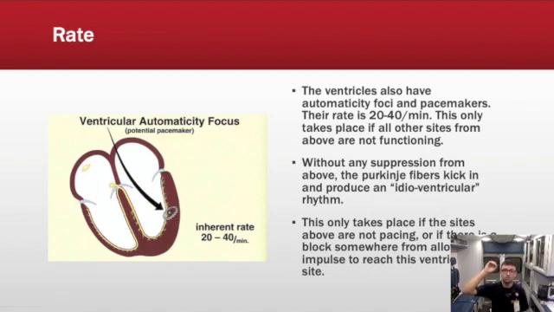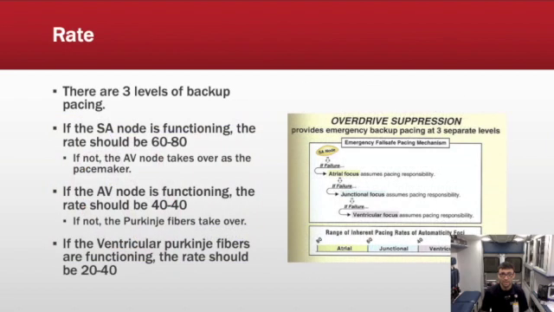So the SA node's not firing, the AV node's not firing. We still need our heart to beat, so the ventricles are going to take over. Without any suppression from above, the Purkinje fibers kick in and produce an idioventricular rhythm, or IVR. This only takes place if the sites above are not pacing, or if there's a block somewhere along the way for the impulse to reach the site.